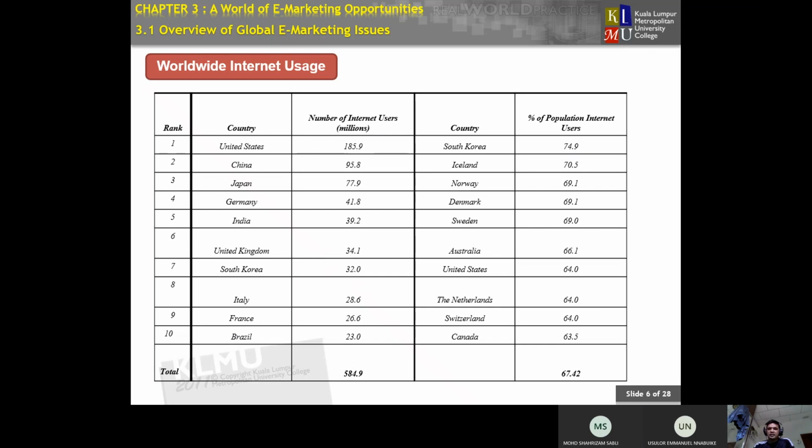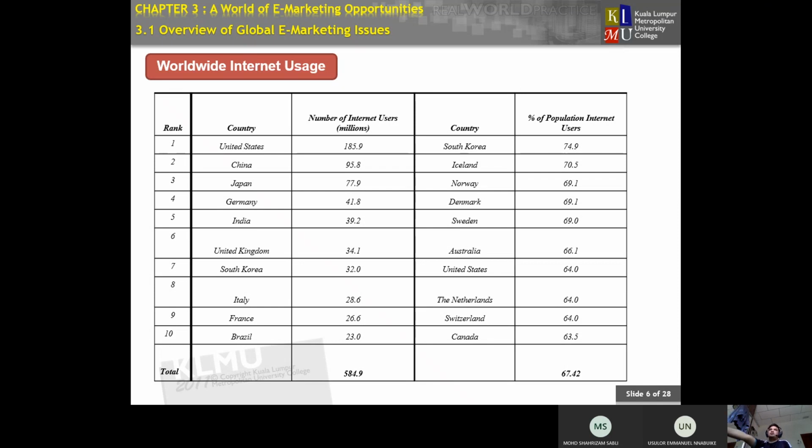Even Iceland, Norway, all these particular countries are smaller countries. The biggest one is Australia, ranked 6th in population penetration at 66.1%. Even the United States, though 185 million people are using the internet, the penetration is still 64% of the population. You see the difference. Even though we have a bigger country, it doesn't mean all the people inside the United States are getting information through the internet itself.